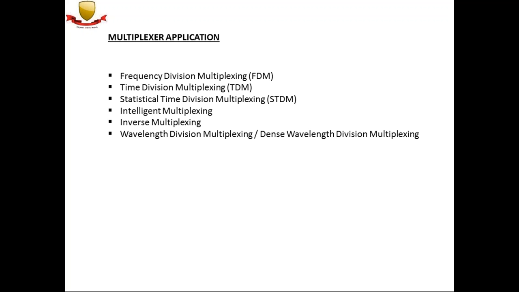Then we have inverse multiplexing. Inverse multiplexing does the opposite of the multiplexers described so far. Rather than combining a lot of low bit rate streams to ride over a high bit rate pipe, an inverse multiplexer breaks down the high bandwidth signal into a group of smaller data rate signals that can disperse over a range of channels to be carried over a network.